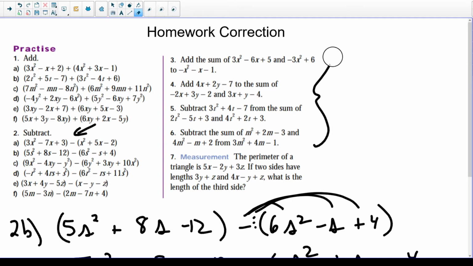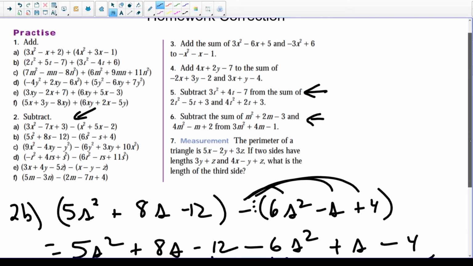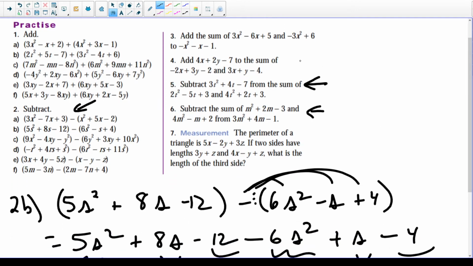Now the one that is most concerning to me is this one right here and this one right here. These two are the ones that I'd like to focus on. Subtract 3t squared plus 4t minus 7 from the sum of those two things. Okay? That means you have to set that up properly. It has to be the sum of the two things first. You don't technically need the brackets.